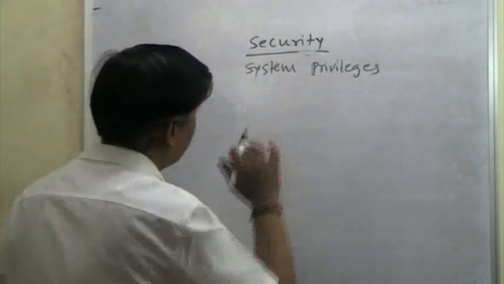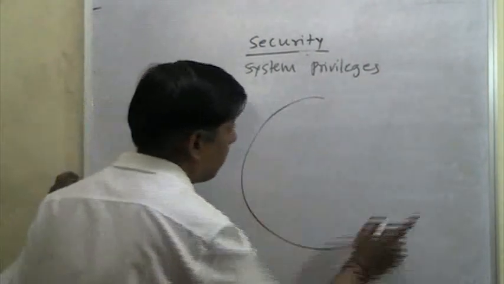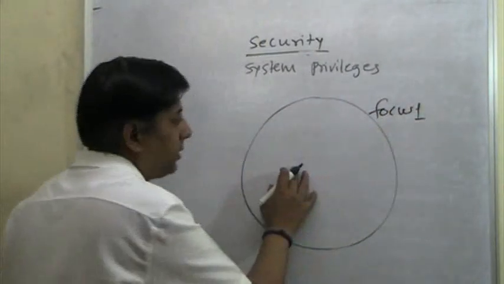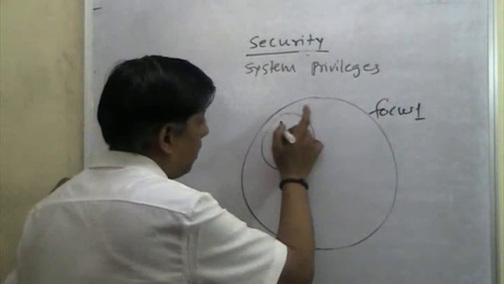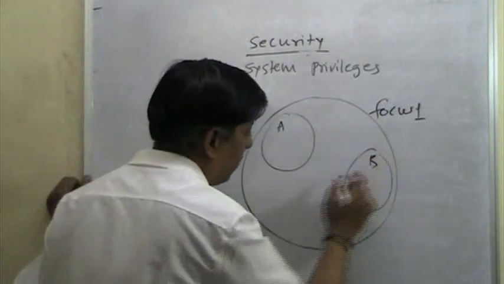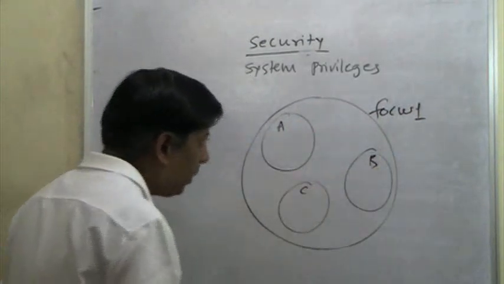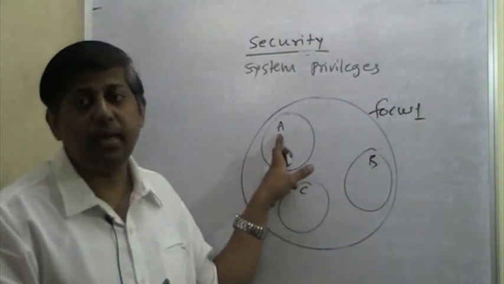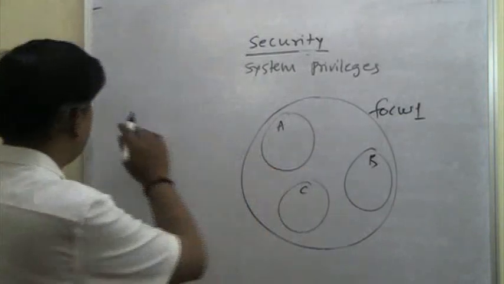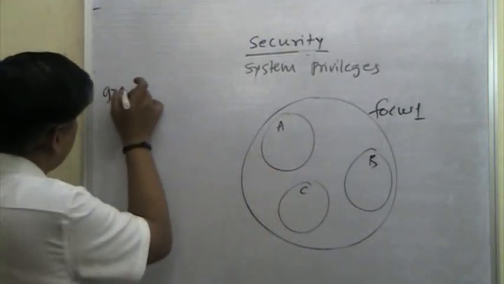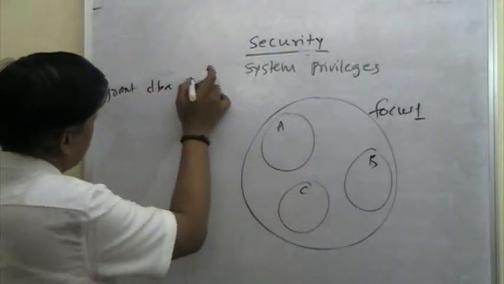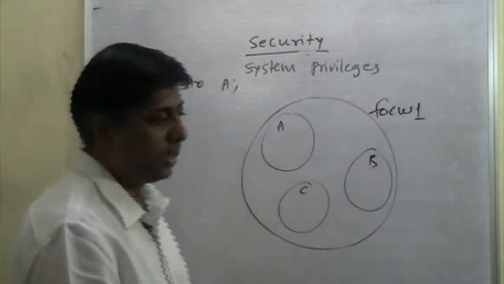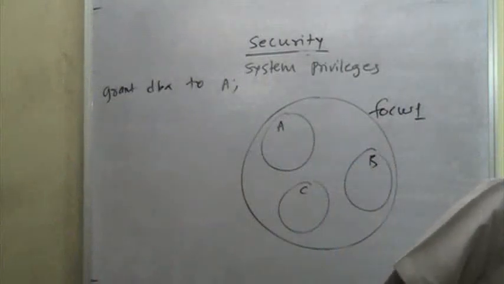So now continue our discussion with system privileges. This is again my database, focus 1. In this database there is a user called A, there is a user called B, and there is a user called C. Now user A has been granted a DBA role. So somebody has executed earlier grant DBA to A, and because of that this user A is able to do quite a few other things.